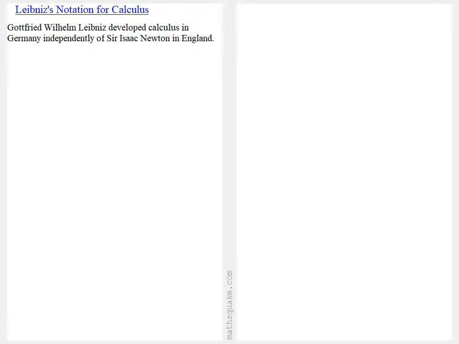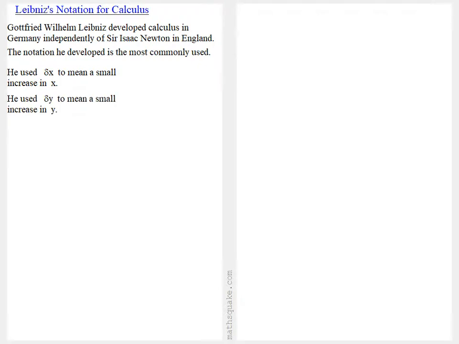Leibniz's notation for calculus. Gottfried Wilhelm Leibniz developed calculus in Germany independently of Sir Isaac Newton in England. The notation he developed is the most commonly used, although we still do use Newton's notation as well.